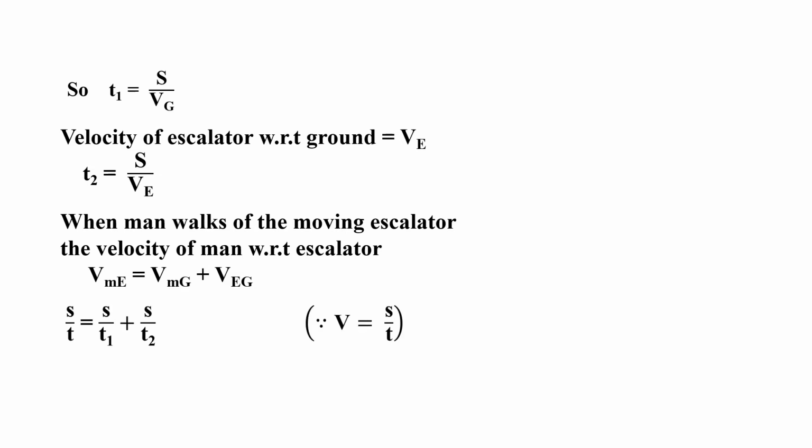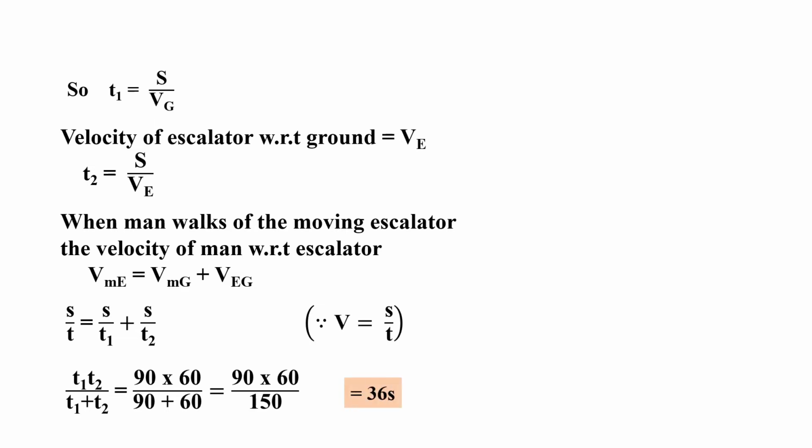So substituting, S by T is equal to S by T1 plus S by T2, since V is equal to S by T. So from this, T is equal to T1 T2 by T1 plus T2. Substituting values, 90 into 60 by 90 plus 60. 90 into 60 by 150. So that is equal to, here the 0s get cancelled.